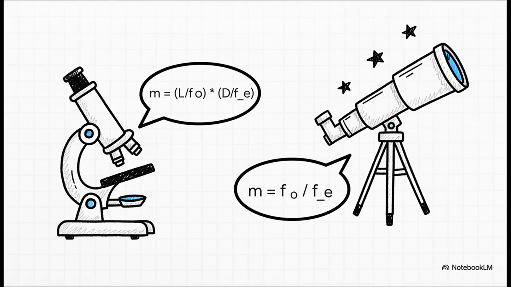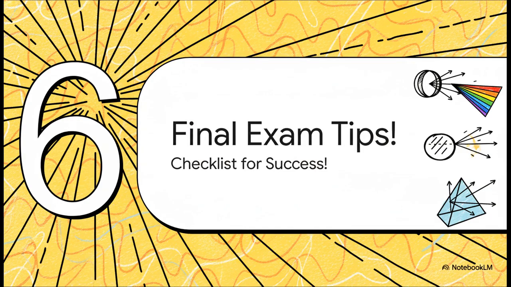And here are the only two formulas you really need to know. Both use FO and FE. That's just focal length of the objective lens and the eyepiece. For the microscope, it's L by FO times D by FE. For the telescope, it's even simpler, just FO divided by FE. Just memorize these two, okay? And that's it. We've reached the end.